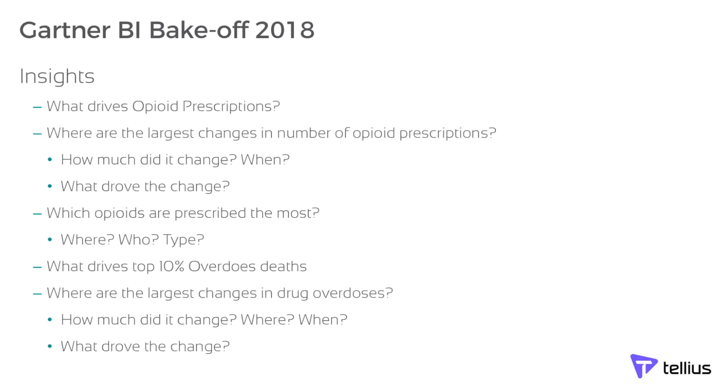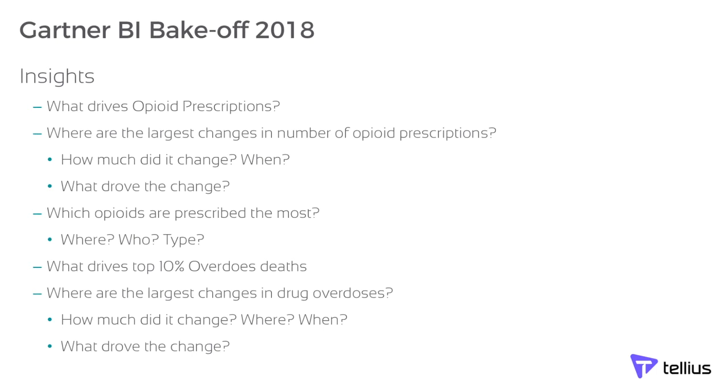In this analysis, we'll look at a few things. We'll start looking at what drives the opioid prescriptions in general. Where are the largest changes in the number of opioid prescriptions? For example, are there certain states where there was a large increase in the number of prescriptions? When did that happen? What are the main factors driving the change?